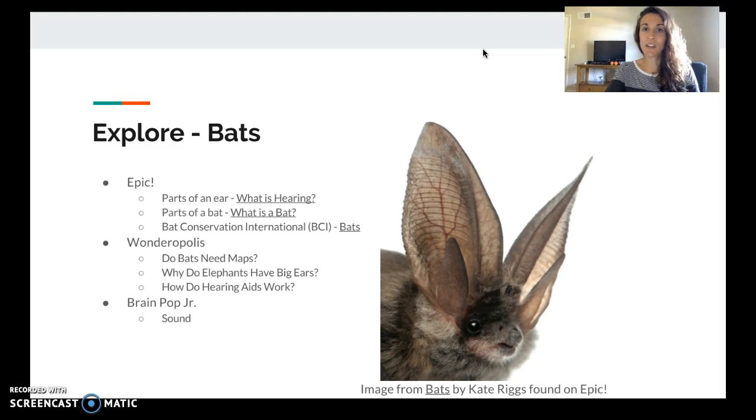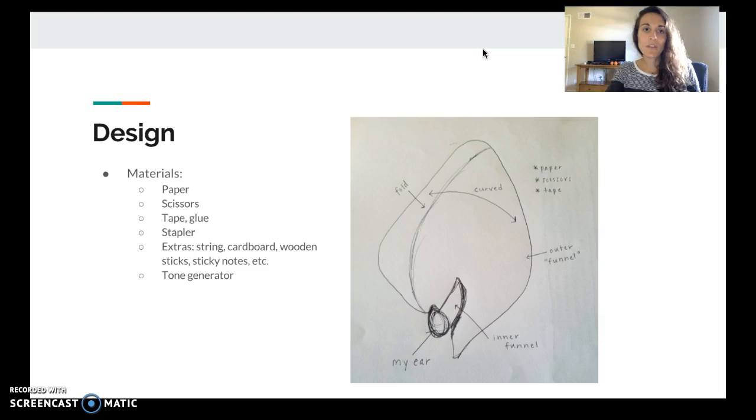I decided to specifically explore bat ears. I went on to three resources that my students are familiar with to do my research: Epic, Wonderopolis, and BrainPOP Jr. I used the image from Epic in order to design my very own bat ear. I decided to use paper, scissors, and tape in order to create my bat ear, but I also listed other materials that I think would be useful for students to use.